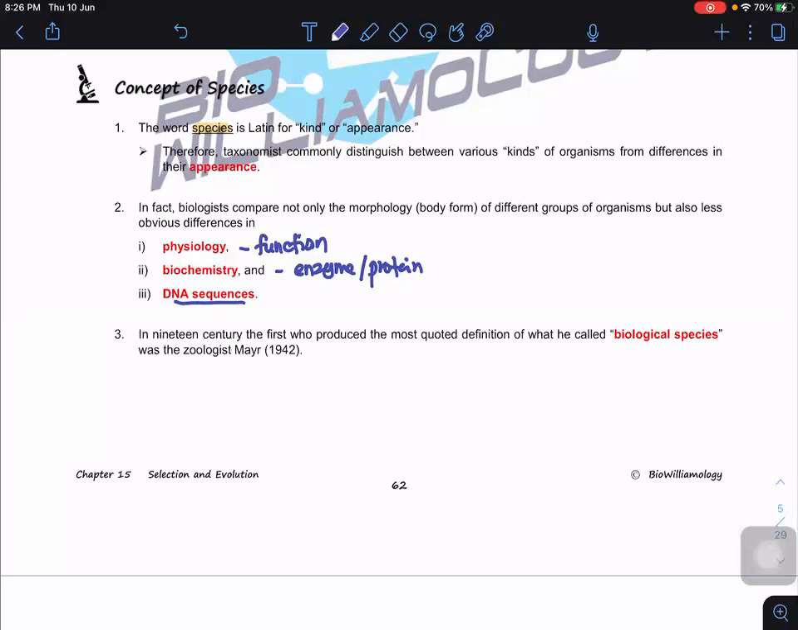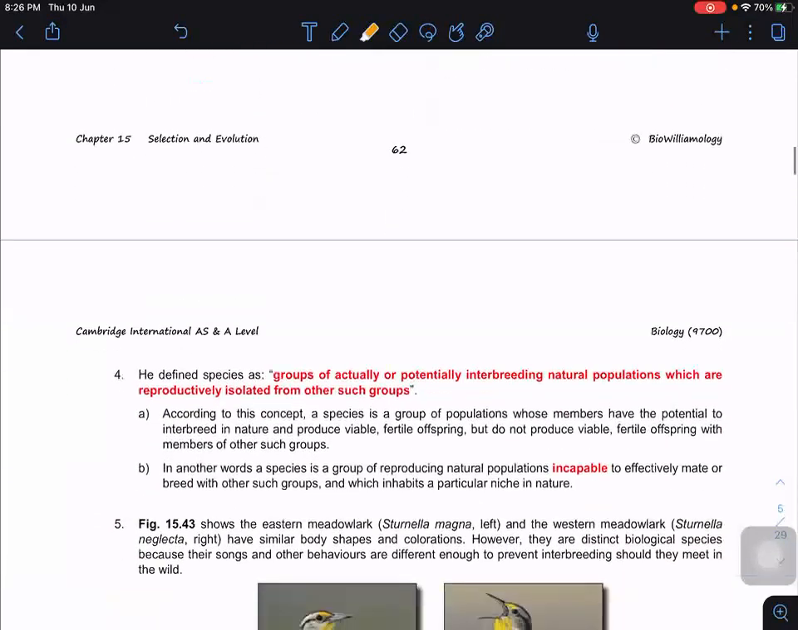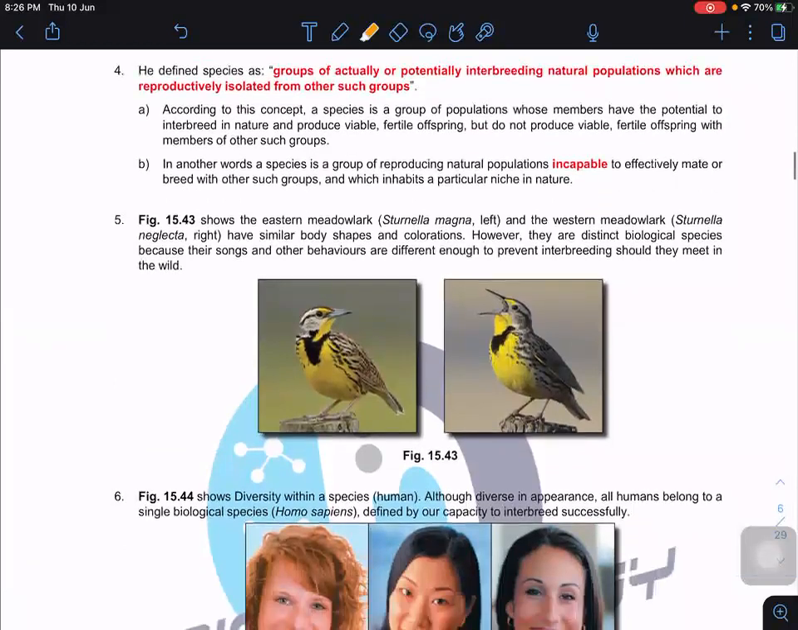But no matter what the definitions are, the best definition comes from the zoologist Mayr. Mayr is the one who came out with what we call the biological species. It means using a biological way to determine whether they belong to the same species or not. His definition of species is basically a group of actually or potentially interbreeding natural populations which are reproductively isolated from other such groups. So what does this definition mean?